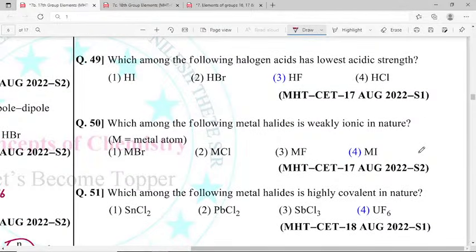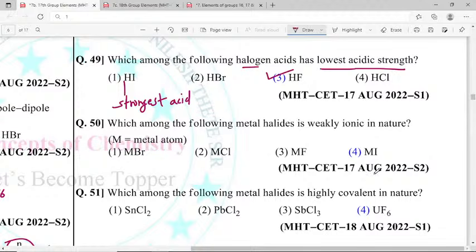Which among the following halogen acids has lowest acidic strength? HF. HF has the lowest acidic strength. So this has very weak hydrogen bonding, and this is the strongest acid. Strongest acid among the 4 acids.